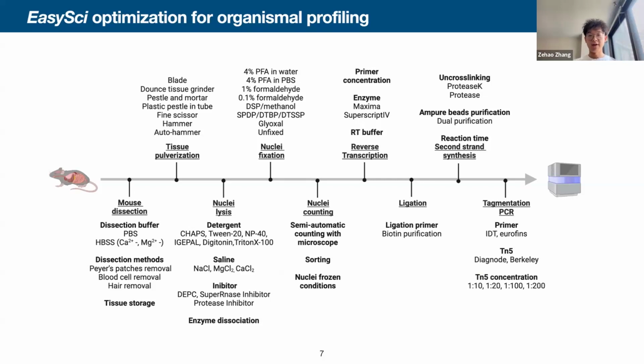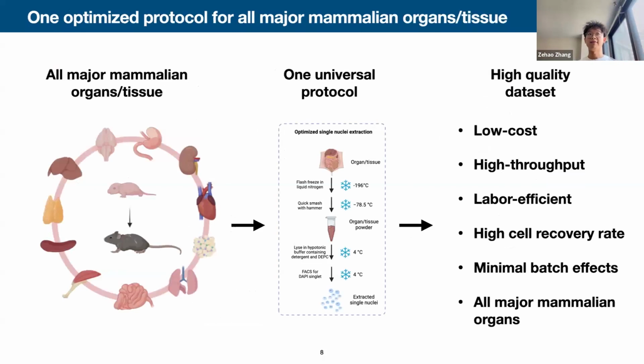And after years of effort, we developed an optimized protocol for recovering the transcriptome from all mammalian tissues, which not only inherits the low cost and high throughput of the previous EasySci, but is also really labor efficient, enabling a single person to finish most of the experiments. And I'm going to demonstrate the other advantages in my following talk.